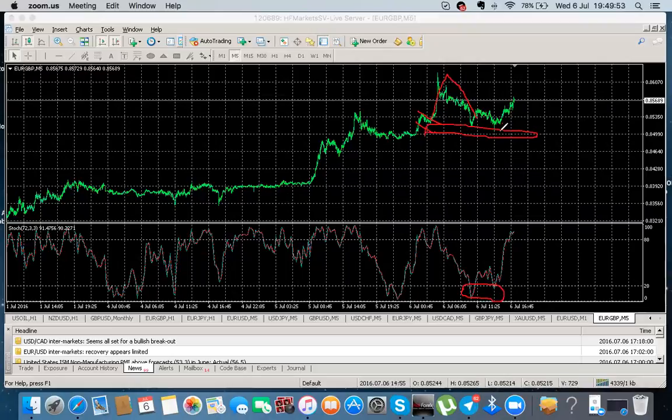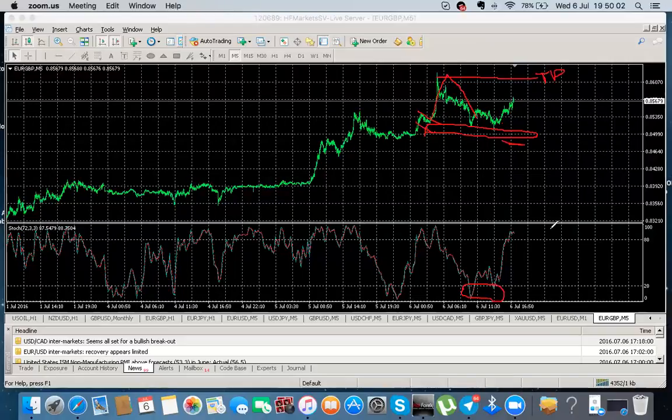I'm going to put the SL somewhere here. I'm going to take profit on this zone. So there's a good risk reward. I was risking like 70 pips for 130 pips, so it's almost 1:2, right?